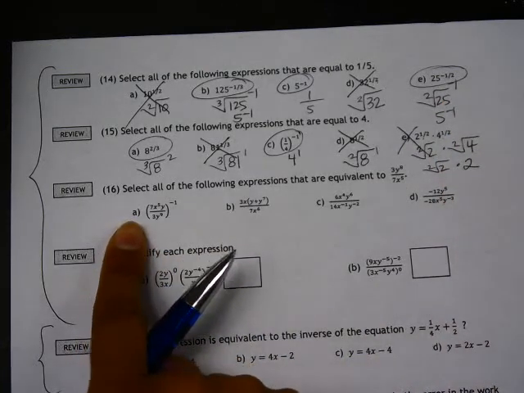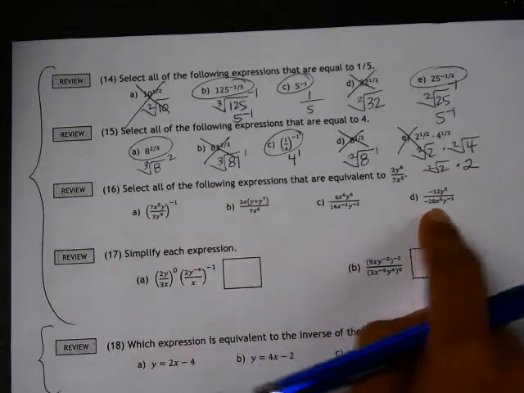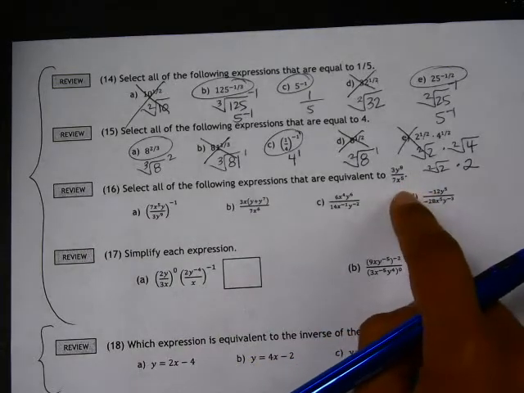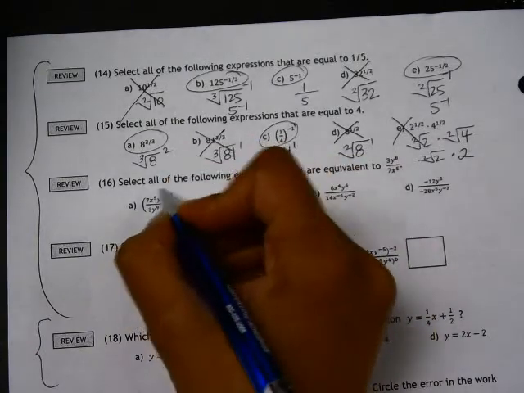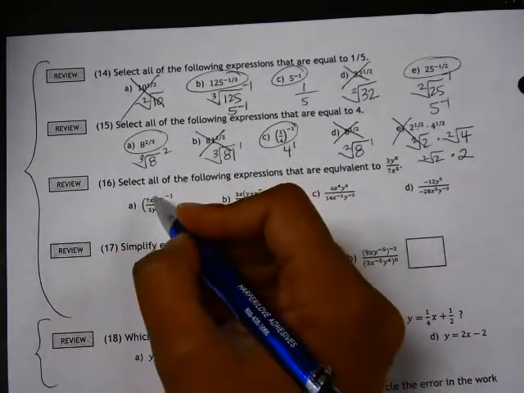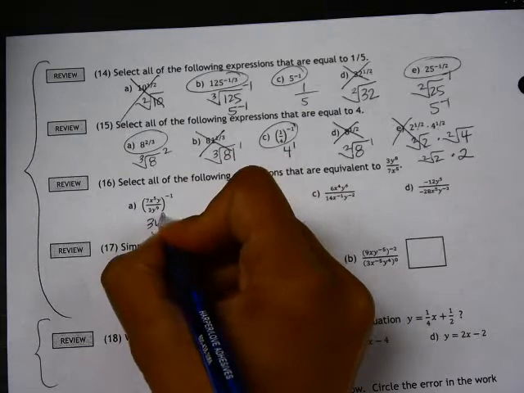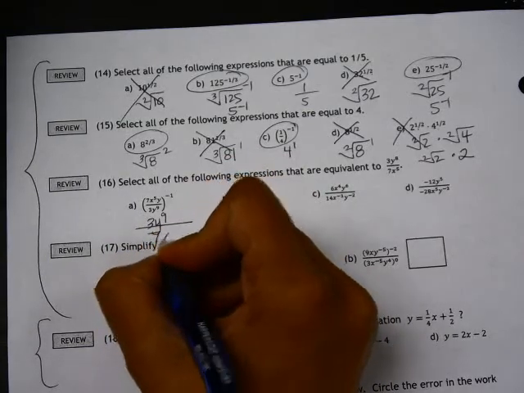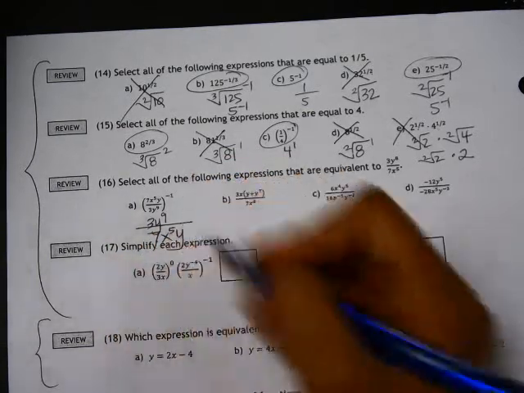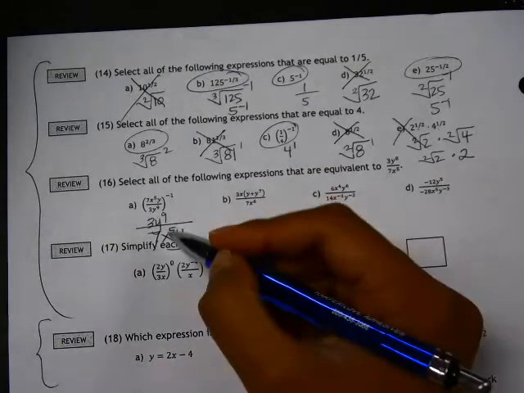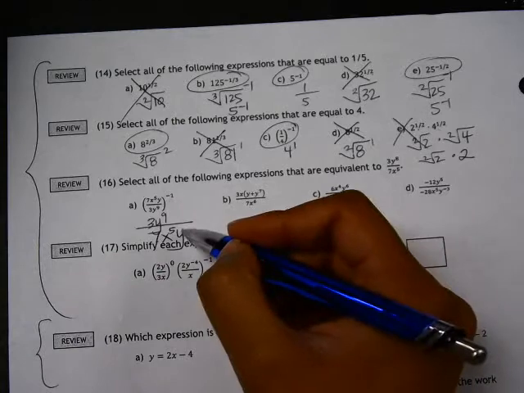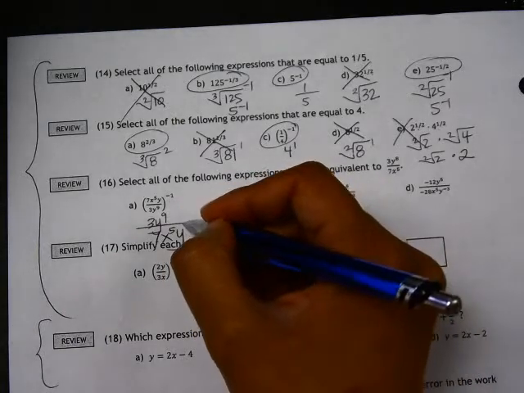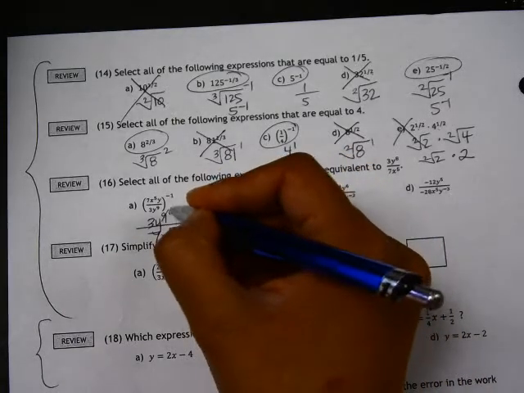Okay, number 16, we need to evaluate these to decide which one is equivalent to this. So starting with this part A, the negative 1 means I can swap my numerator and my denominator. And then the exponent becomes a positive 1. Then I can simplify. The only thing that simplifies here is the y and the y to the 9th. So this will go away and this becomes an 8.